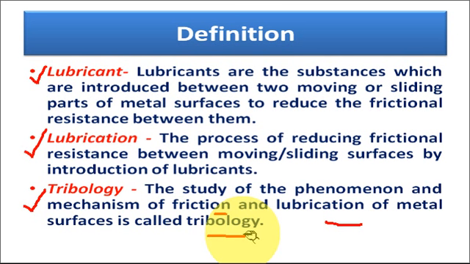Lubricants are the substances which are introduced between two moving or sliding metal surfaces to reduce the frictional resistance between them. The process by which they reduce the frictional resistance is called lubrication. And what is tribology? Tribology is the study of the phenomenon and mechanism of friction and lubrication of metal surfaces.